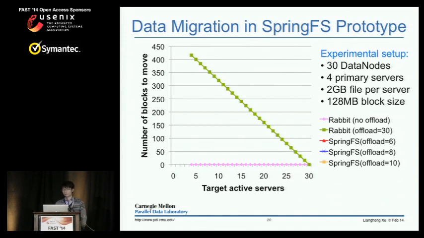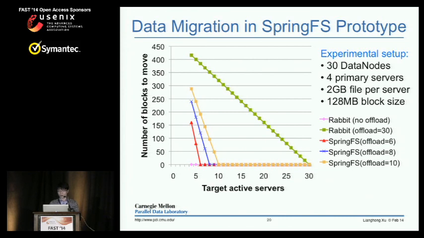This is because primary replicas are distributed across all active servers due to offloading. The red, blue, and yellow lines in between represent the cleanup work by SpringFS, with offload set equal to 6, 8, and 10 respectively. As offload set increases, the distribution of primary replicas expands, and the amount of data migration increases accordingly.